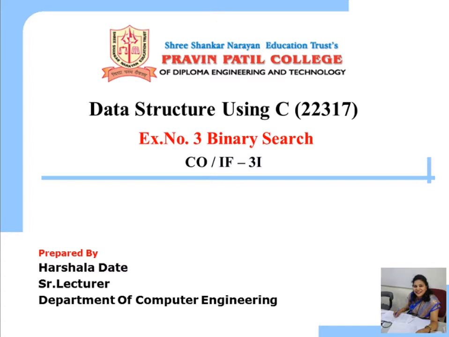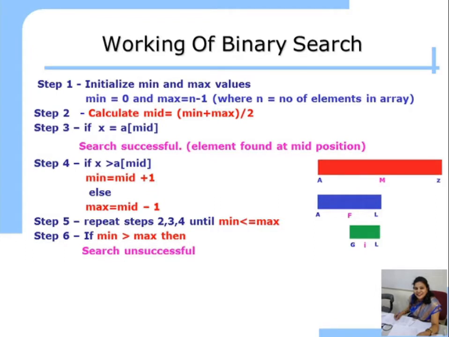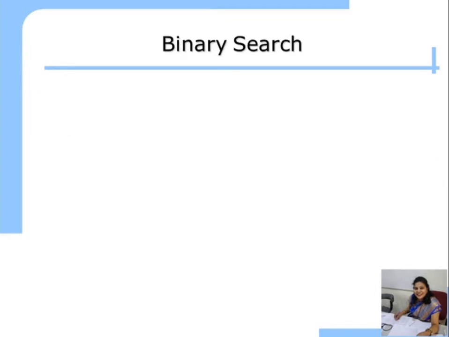In this video lecture, I am going to teach you experiment number 3, that is binary search. The practical outcome of this experiment is to implement a program for binary search. Before starting the program, let us revise the concept of binary search with an example. Let us understand this algorithm with the help of the example. Take an example where you want to find the number 56.